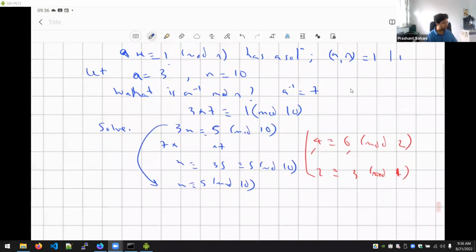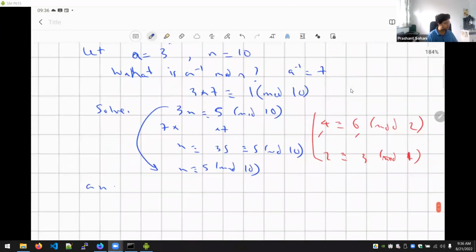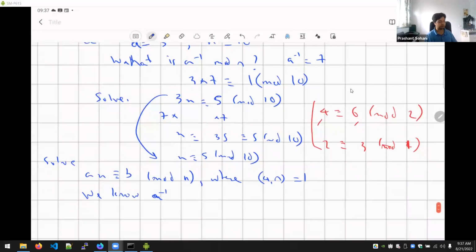And we can do this for any equation like ax congruent to b, if we know that a and n are co-prime. So if I am asking you to solve ax congruent to b modulo n, where the GCD of a and n is given to be 1. And we assume that we know the multiplicative inverse. But we can compute the inverse if we require.